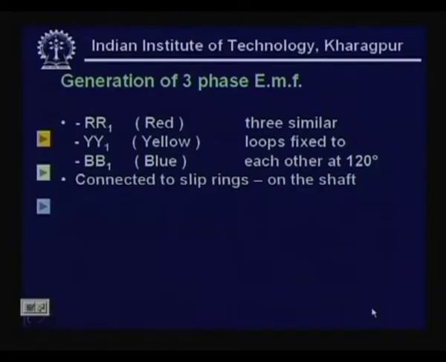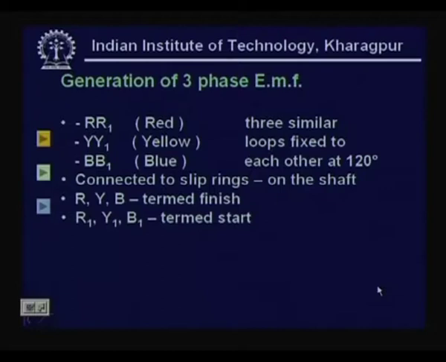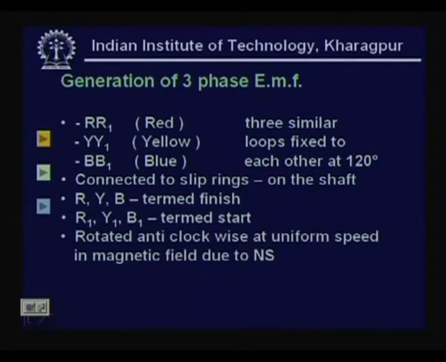Now, just as we did in the previous case, they are connected to the slip rings on the shaft. Then there are finish and start terminals. Here the notation used is R, Y, B are finish terminals, R1, Y1, B1 are start terminals, and they are rotated anti-clockwise at uniform speed in the magnetic field.